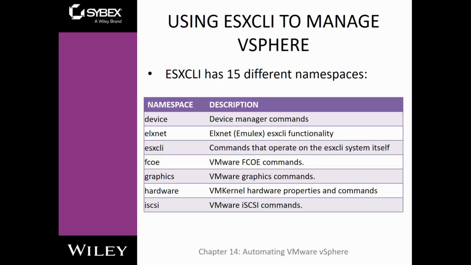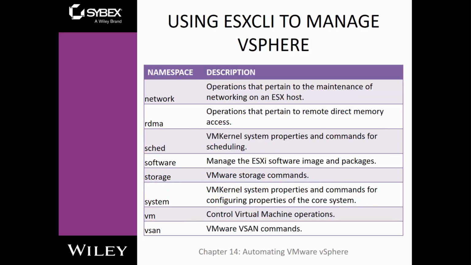There are 5 different namespaces for the ESX CLI. Honestly, the ones that I've noticed are the most useful: devices, graphics, hardware, and iSCSI. I don't use Fiber Channel, I use iSCSI, so FCoE really isn't where I've done a lot of my work. iSCSI's been that. Things like network, software, storage system, and vSAN, just because those are some of the CLIs that I've had to become more familiar with, with ease and scripting. That way I can help automate my vSphere environment a lot easier.